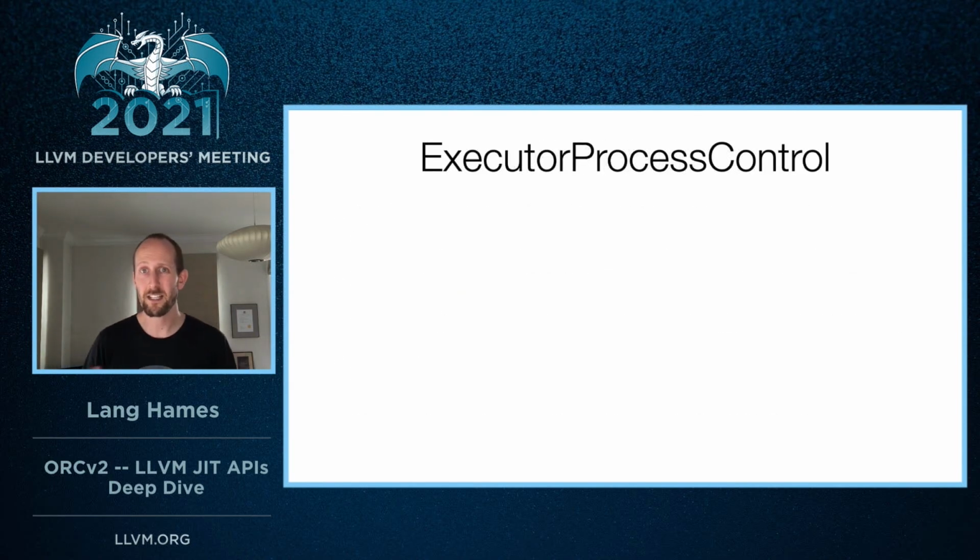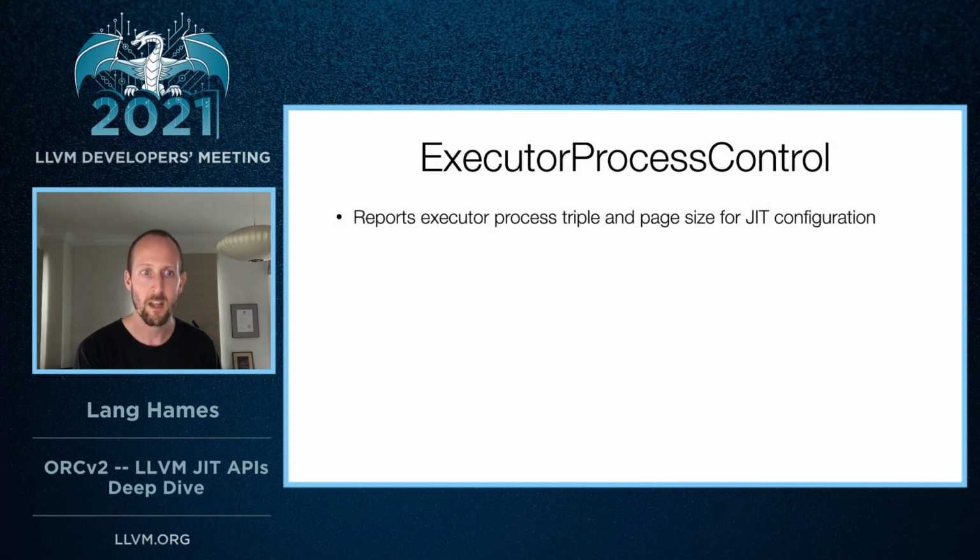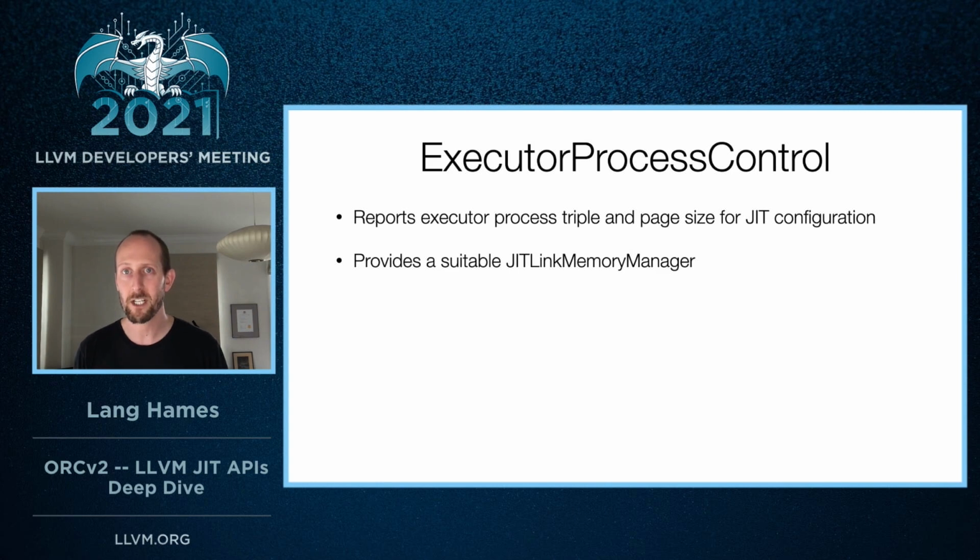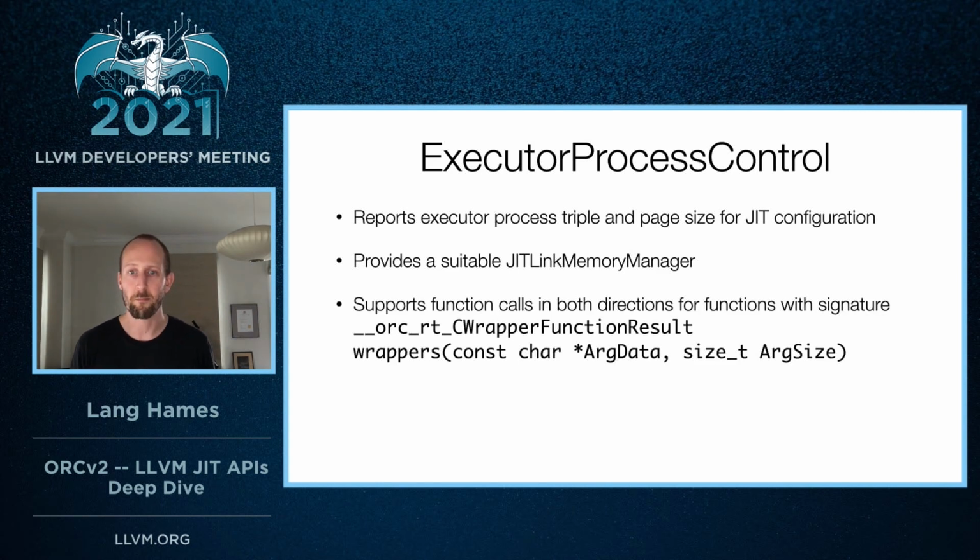The last API that we need to tie all of this together is executor process control. This is that abstraction that lets you forget about whether you're executing code in a remote process. So this can report the executor process triple and page size so that you can configure your JIT correctly. It provides a suitable JITLinkMemoryManager for the executor process. And it supports function calls in both directions for functions with this signature. And this is basically a function that takes an array of bytes and returns an array of bytes.